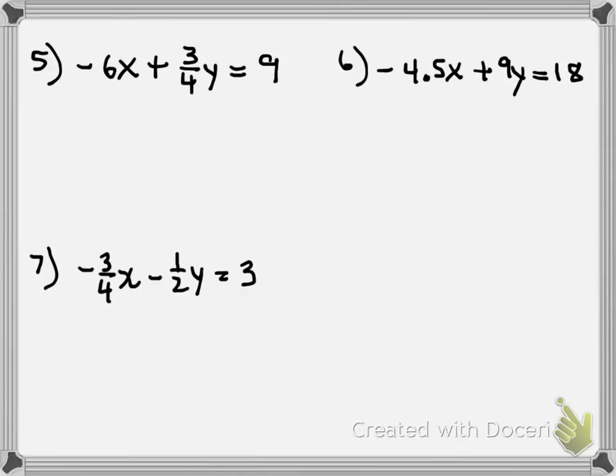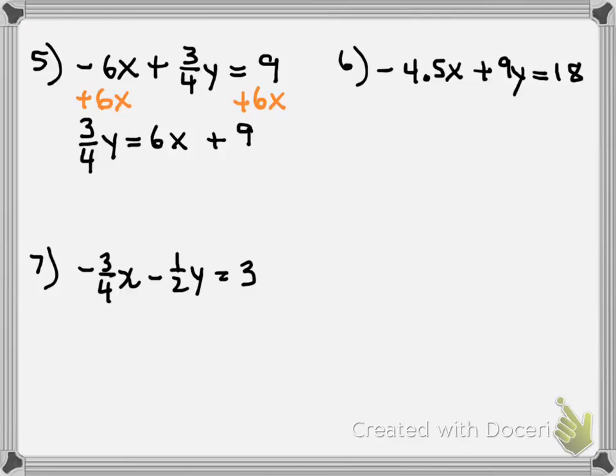All right, so same rules apply. I want to get the x on the other side. Since it's negative, the opposite would be adding. So I'm going to add 6x to both sides. And that leaves me with 3/4 y equals 6x plus 9.